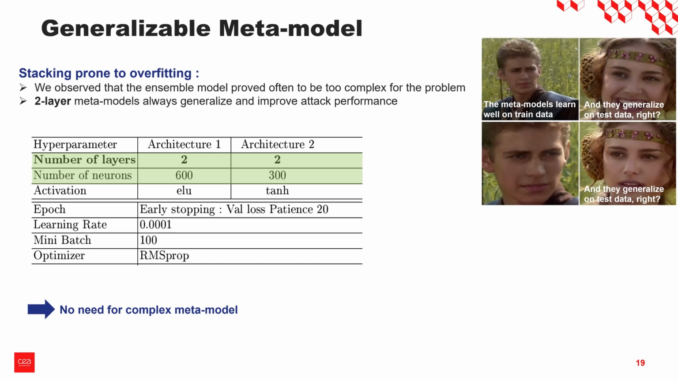But on the other hand, in an interesting way, we observed that our two-layer meta model always properly generalized and improved attack performance across all datasets and all ensemble sizes. Therefore, our experiment suggests that there is no need for a complex meta model when we consider stacking ensemble in the SCA context.